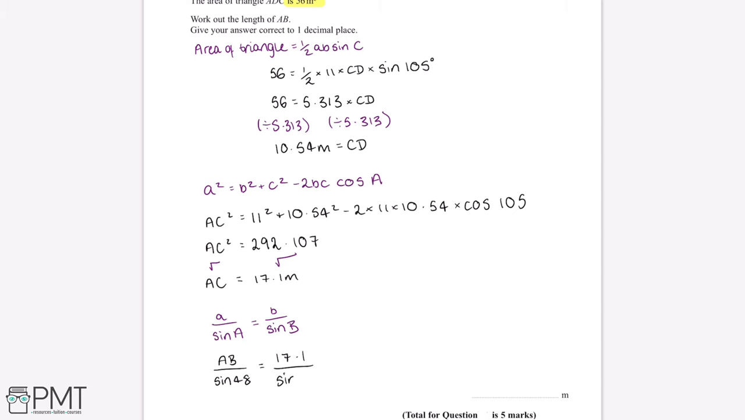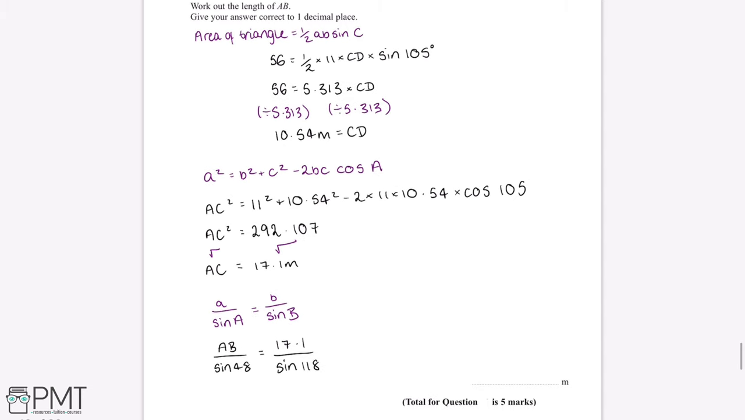And if we multiply both sides of this equation by sin 48, this tells us that side length AB is equal to sin 48 multiplied by 17.1 divided by sin 118. And if we put this into our calculator, this gives us that side length AB is equal to 14.4 metres. And this is our final answer.